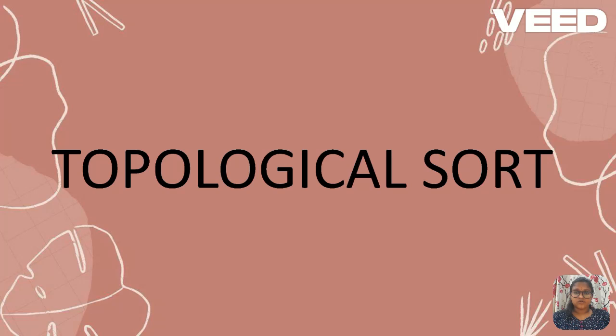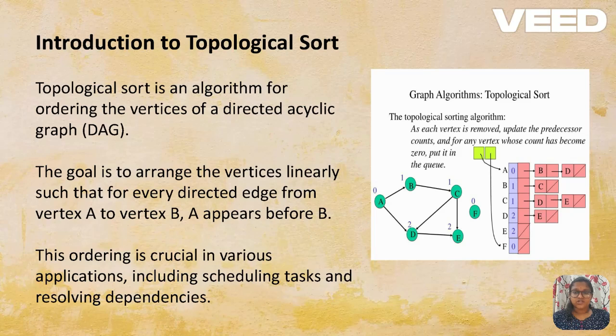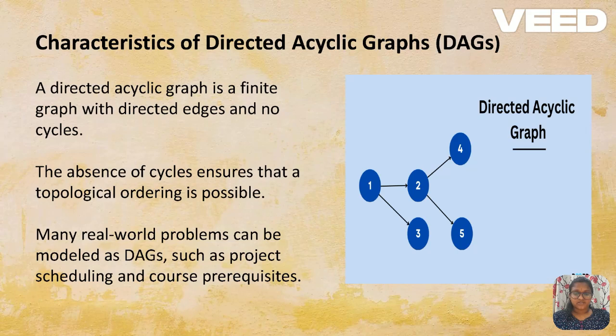So next, let's go to another topic, that is topological sort. Introduction to topological sort. Topological sort is an algorithm for ordering the vertices of a directed acyclic graph, that is called a DAG. The goal is to arrange the vertices linearly such that for every directed edge from vertex A to B, A appears before B. This ordering is crucial in various applications, including scheduling tasks and resolving dependencies.